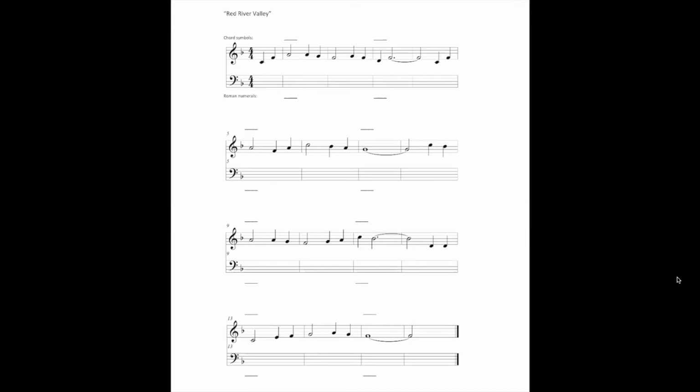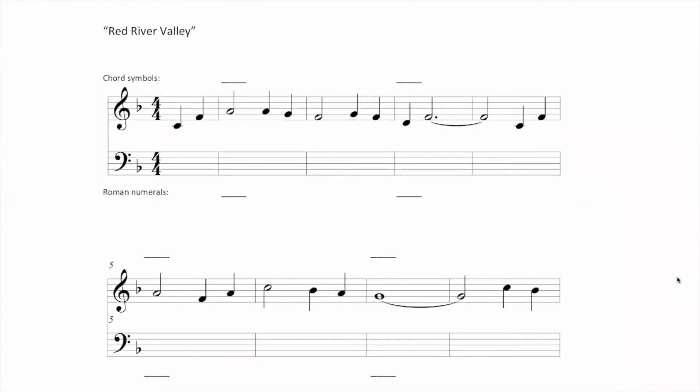So what I'm going to do now is model how I would go about harmonizing this melody. Let's start with the first line. Now I have chosen a harmonic rhythm where I change chords every 2 bars. That's going to work well for this particular melody.